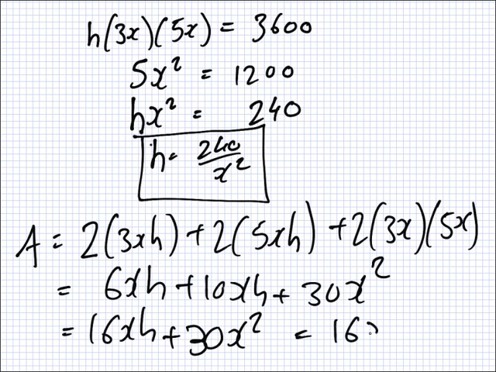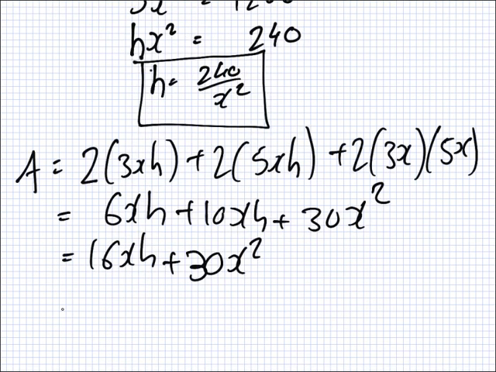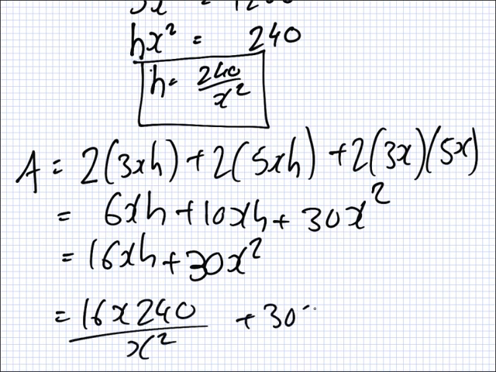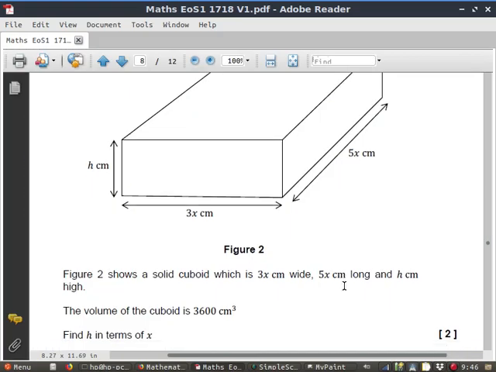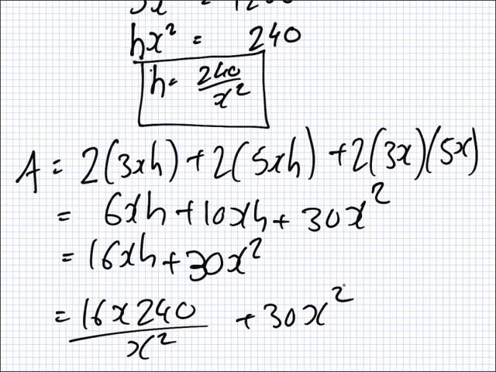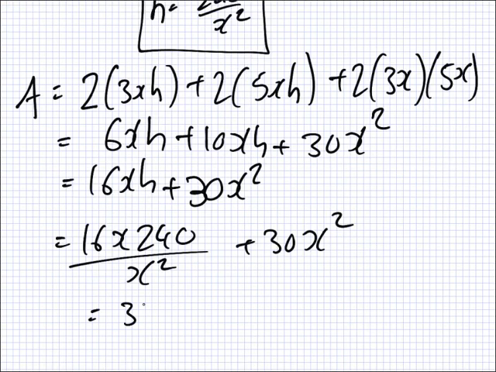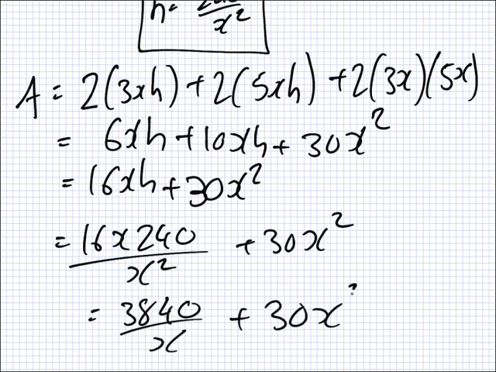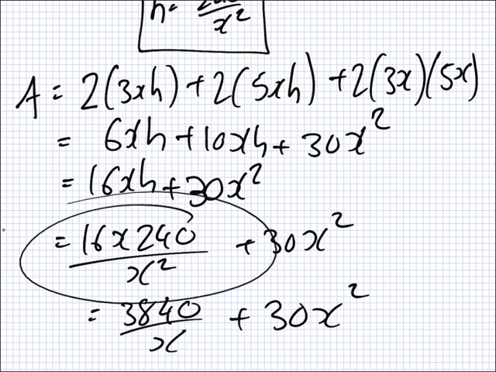That's 16x 240 over x squared plus 30x squared. That's 3840 over x plus 30x squared. There were some students last year that forgot to cancel the x here, so they thought there was something wrong in the question because they weren't able to match the answer up.